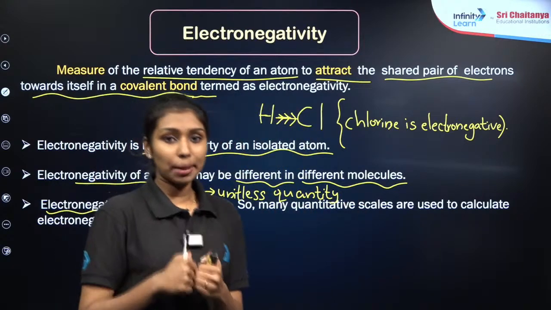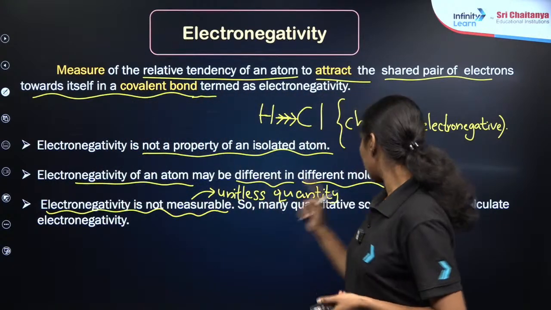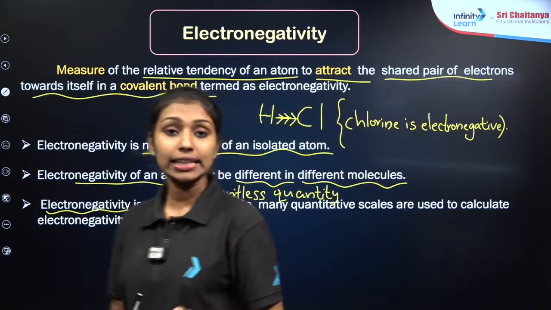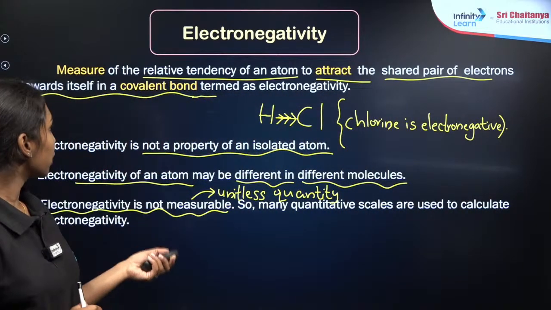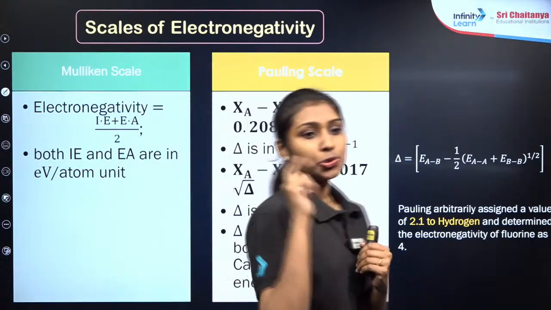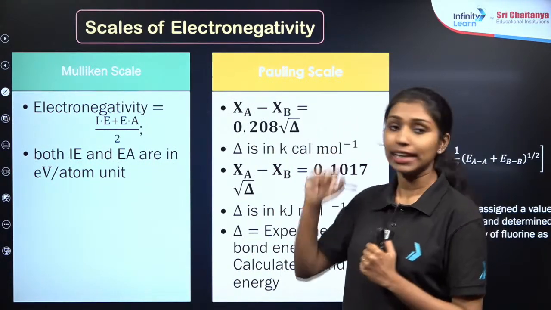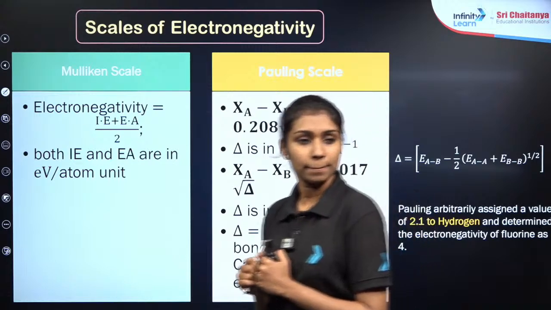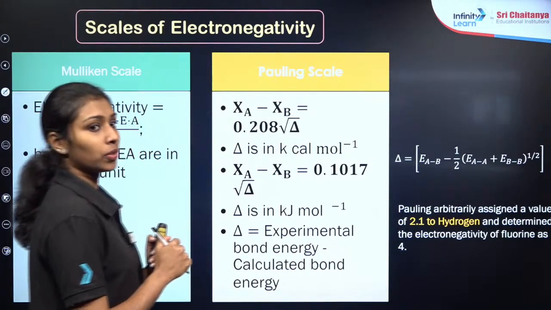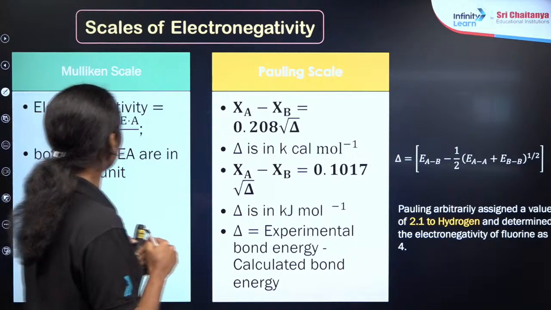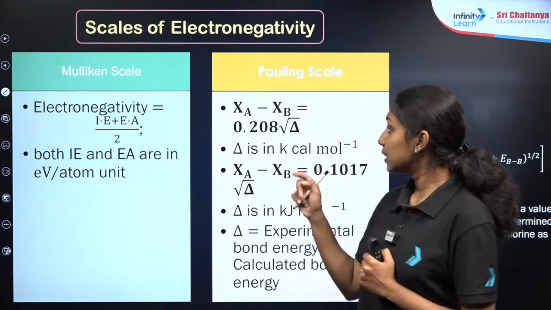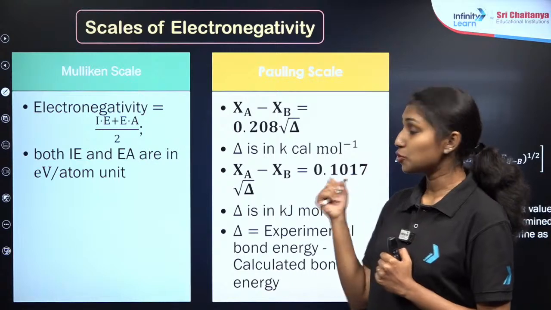But we should have an idea about electronegativity, right? So we use some different scales to identify electronegativity values. Let us see what the different scales for measuring electronegativity are. As you can see here, these are the two different scales of measuring electronegativity. There are two scales of electronegativity.